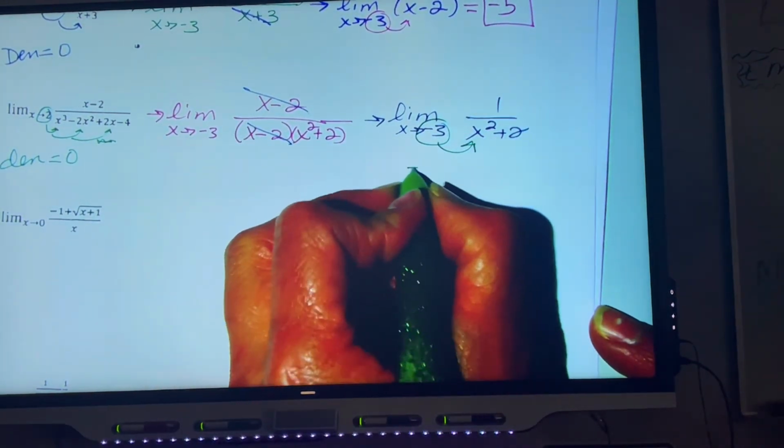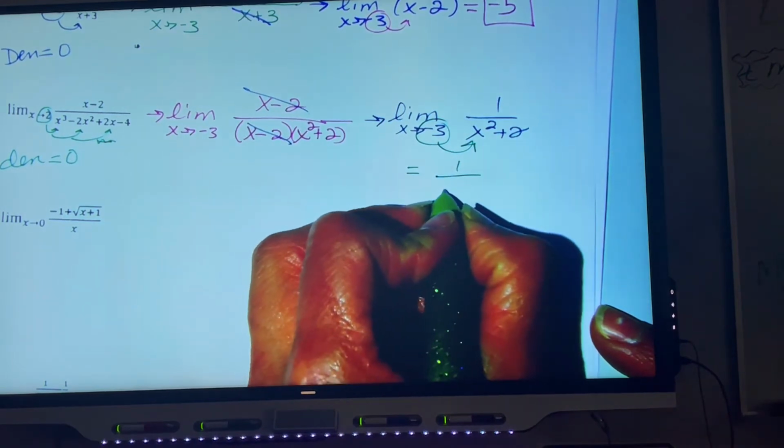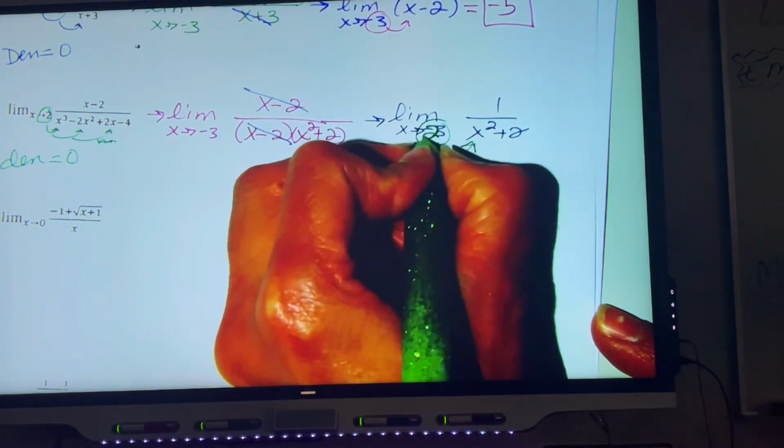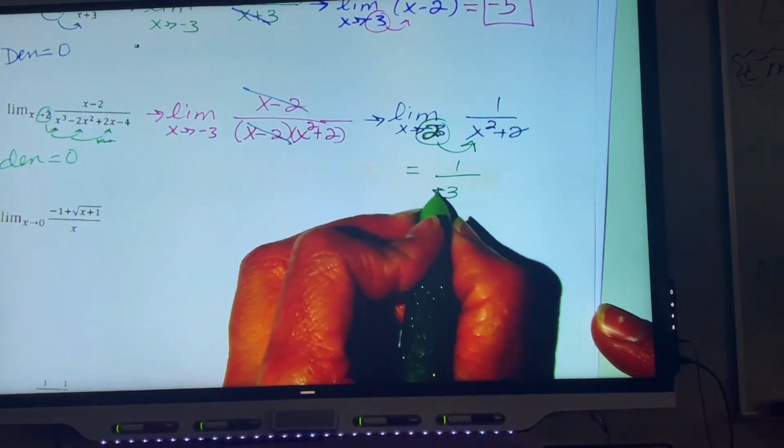So we're going to have 1 over negative 3. Wait, is that a negative 3? Why did I put a 3? Yeah. It's a 2. Why did I put a 3? Oh my gosh.